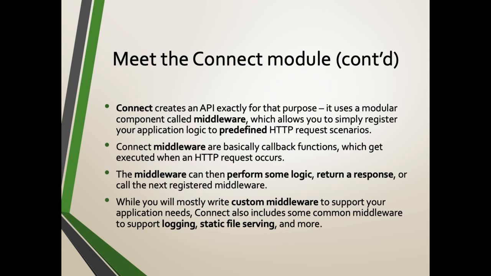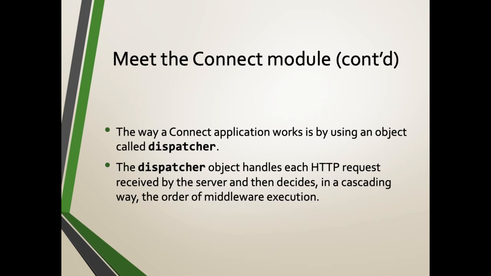So chances are we are going to be writing some custom middleware, which is pretty easy to do once we start using Express. And again, you can get it to run on certain parts of the website, or you can get it to run everywhere. The way a Connect application works is by using an object called a dispatcher. The dispatcher object handles each HTTP request received by the server and then decides in a cascading way the order of middleware execution.